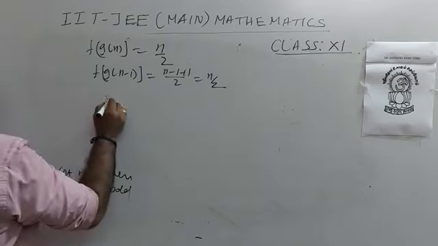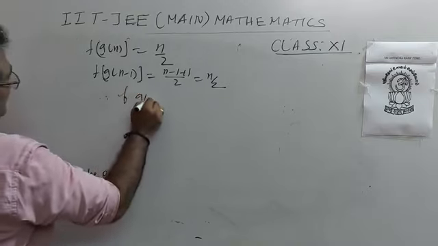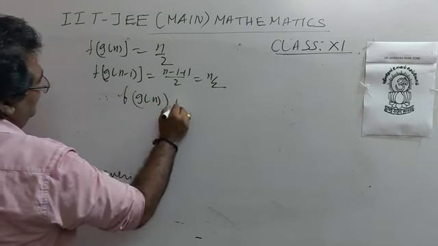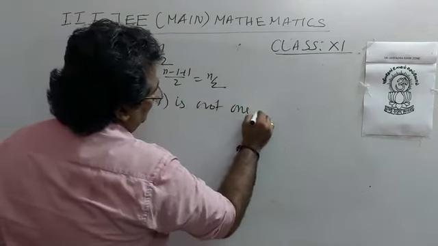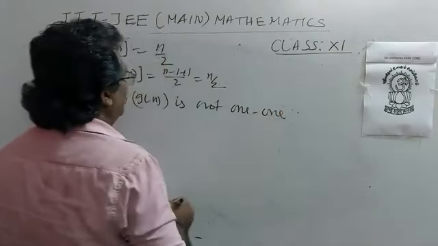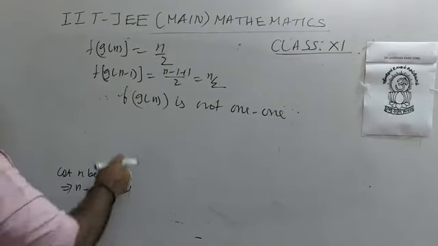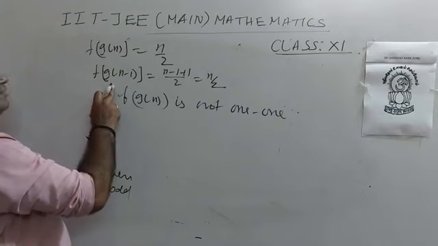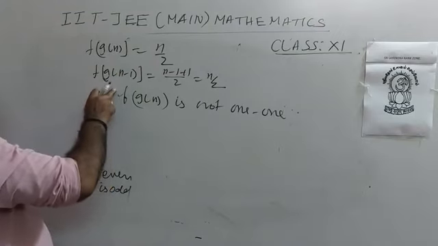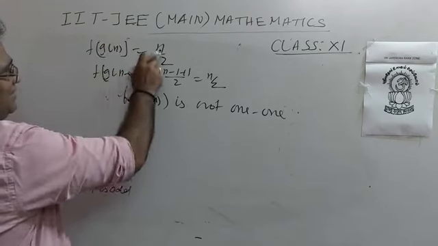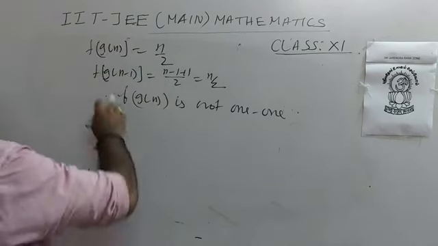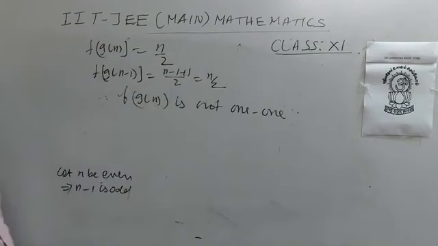Therefore f of g of n is not 1-1. 1-1 means if the images are different, the elements should be different. We have different elements but the same image as answer. Therefore f of g of n is not 1-1.